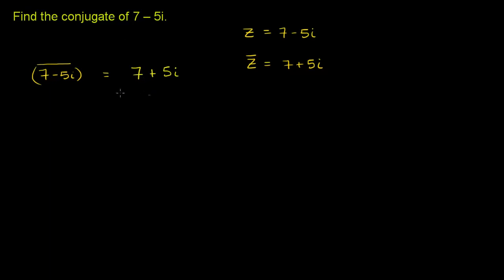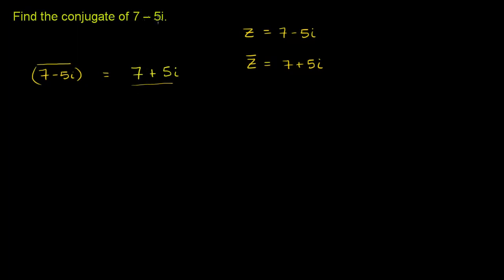And I want to emphasize, this right here is the conjugate. 7 plus 5i is the conjugate of 7 minus 5i. But 7 minus 5i is also the conjugate of 7 plus 5i, for obvious reasons. If you started with this and changed the sign of the imaginary part, you would get 7 minus 5i. They're conjugates of each other. But let me show you that when I multiply complex conjugates, I get a real number.